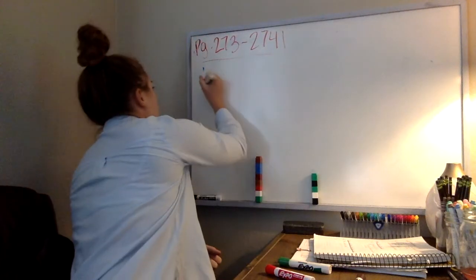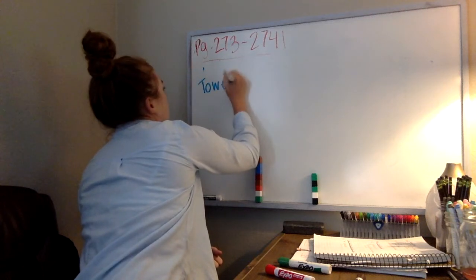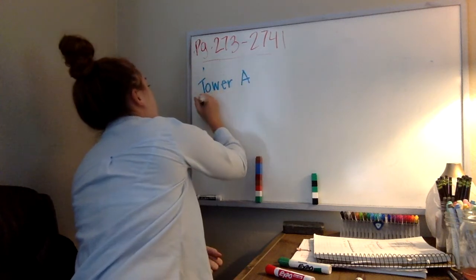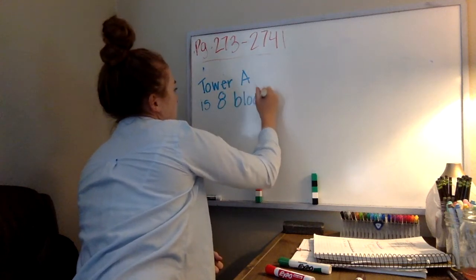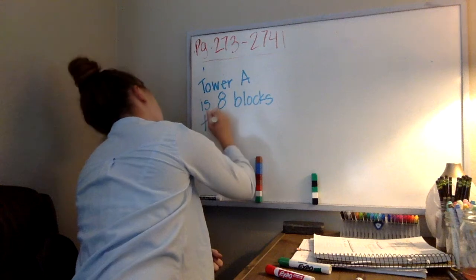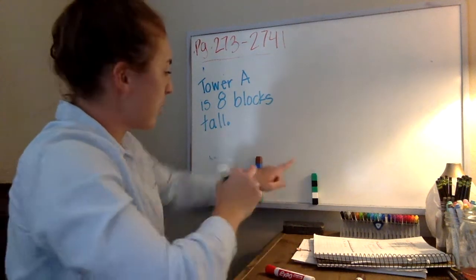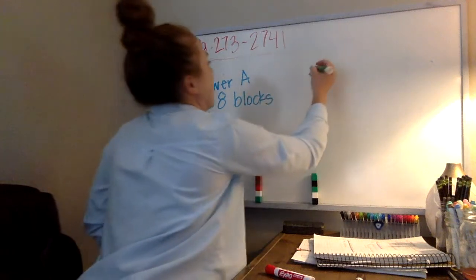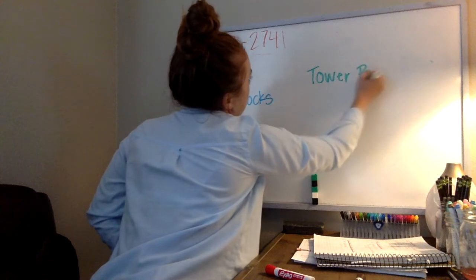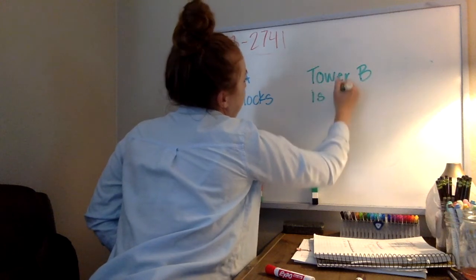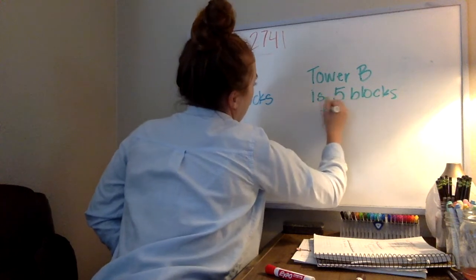So one tower, let's say Tower A, is 8 blocks tall. And this tower, we'll say Tower B. Tower B is 5 blocks tall.